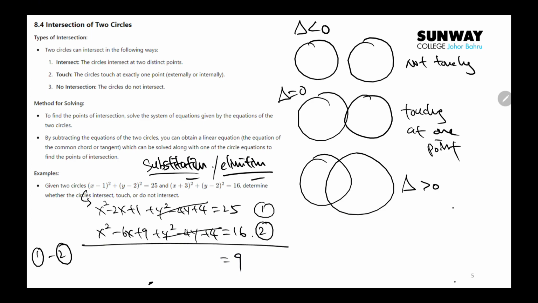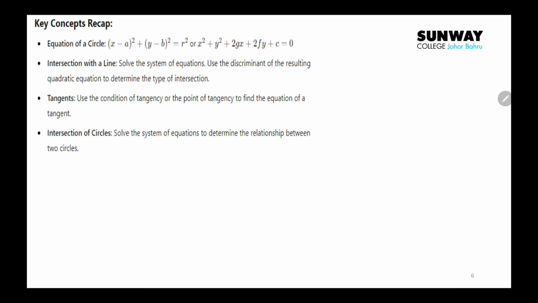You'll get rid of x squared. You'll have 4x minus 8 equals 9. x equals something like 17 over 4. Substitute back, and you will be able to figure out the values of y. Okay, so that is the approach. Elimination, substitution, whichever way makes things easier.